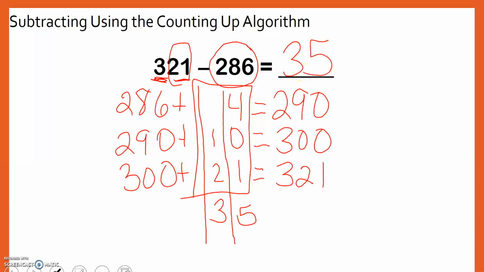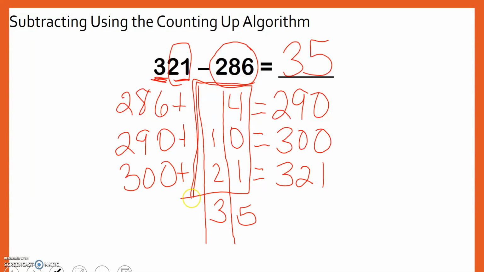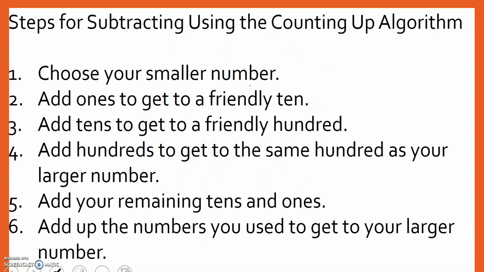So that's using our counting up algorithm. Let's take a look at the steps. One, you choose your smaller number. Second, you add your ones to get to a friendly 10. Next, you add your tens to get to a friendly 100. Next, you add your hundreds to get to the same 100 as your larger number. Add your remaining tens and ones, and then add up those numbers you used to get to your larger number. So remember, add up those numbers in the middle, just like we did back here. Those are these numbers right here. So that is subtracting using the counting up algorithm.